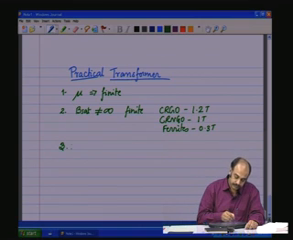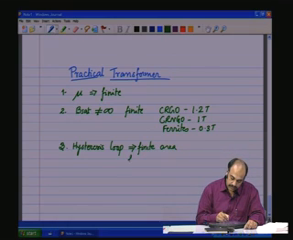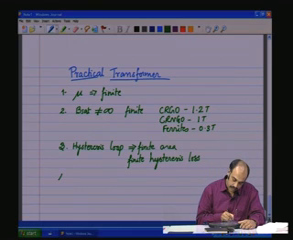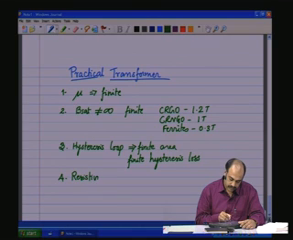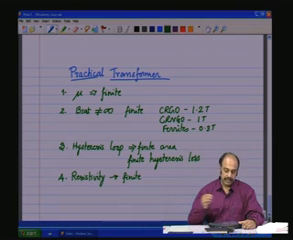Then the third point, there is a hysteresis loop. The hysteresis loop is not 0 or non-existent, there is a finite area, which means there is a finite hysteresis loss. And the fourth, the resistivity of the core material is not infinite, but is finite, which means there is some finite eddy current loss.